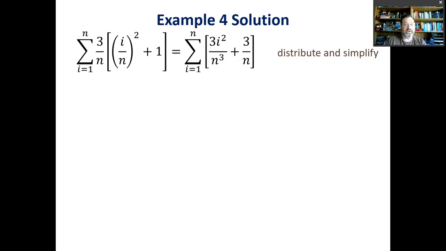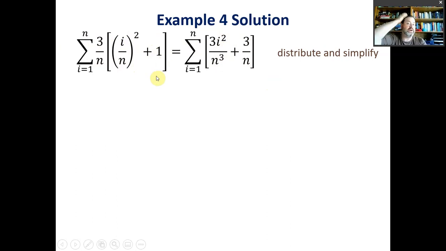So the first thing we want to do, we saw this before, is we really don't know what to do here. So the first thing I'm going to do is distribute this 3n inside. And then I distributed this square. So it's i squared over n squared, and then you bring a 3 over n, gives you 3i squared over n cubed plus 3 over n.